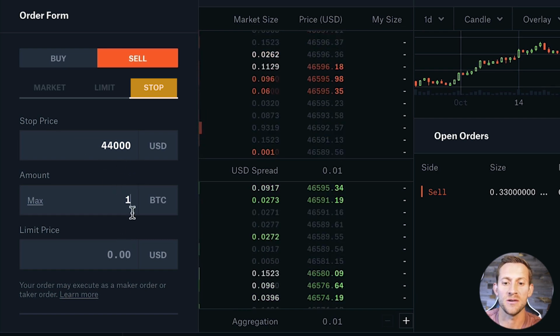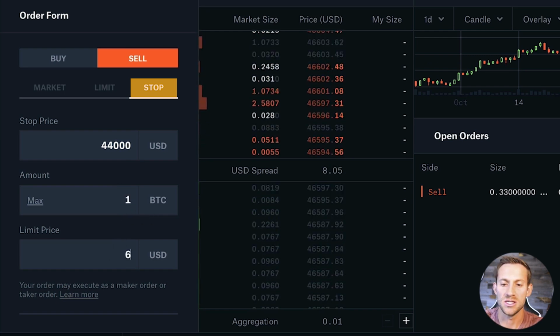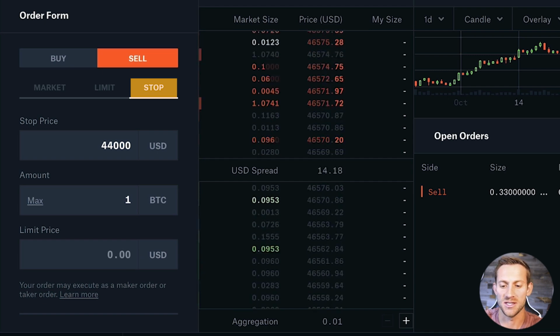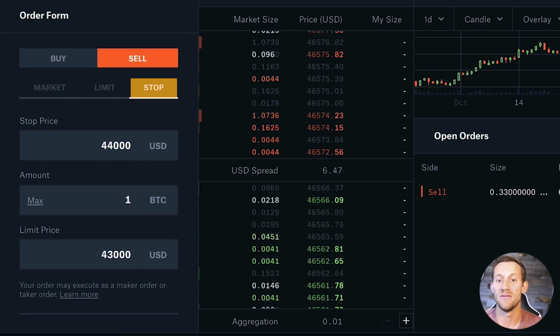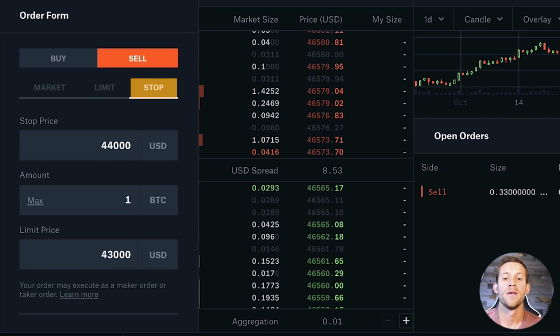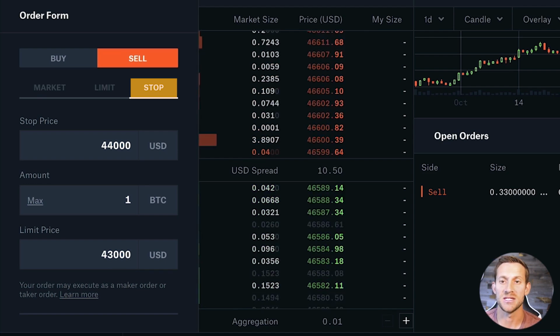So stop price 44,000, sell my entire Bitcoin here, and then you can set a limit price. You can say, hey, as long as it's above 43,000, anything above that limit price there will fill. As long as it's above 43,000, then I'm okay for you to make that sell quickly.